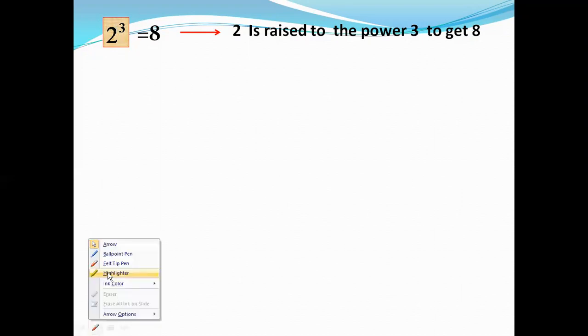2 power 3 is equal to 8. What is the meaning of this? Here 2 is raised to the power 3 to get 8. Or how many times we multiply 2 by itself to get 8? 3 times. We have to multiply 2 by itself 3 times to get 8. So 2 power 3 means 2 into 2 into 2, is equal to, 2 2s are 4, 4 2s are 8.